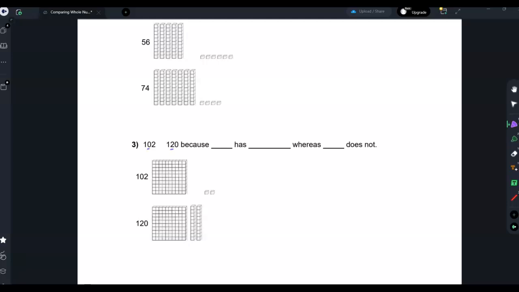We can see that 120 has more rods, but really has any rods, right? So 120 has 2 rods. 102 does not have any rods. So 102 doesn't have any, right? I wouldn't even look at that if they had a different number of flats, if they had a different number in the hundreds place. But because they have the same number in the hundreds place, that's why I'm looking at the tens place. So in this case, we would put a less than symbol since 120 has the rods that 102 does not.